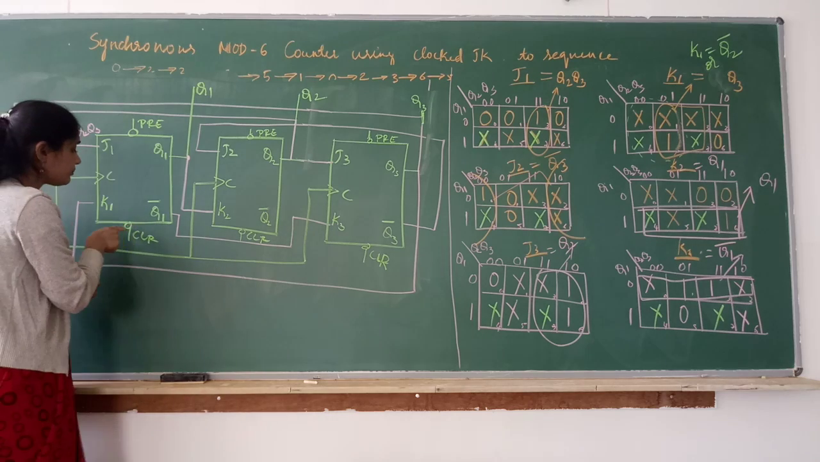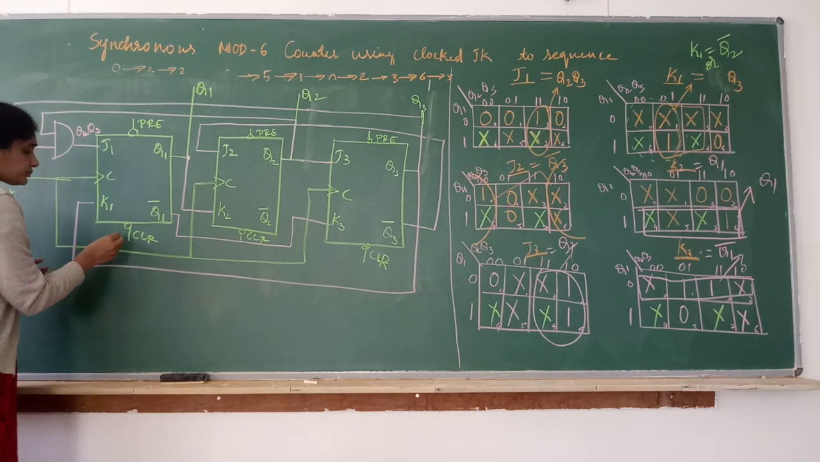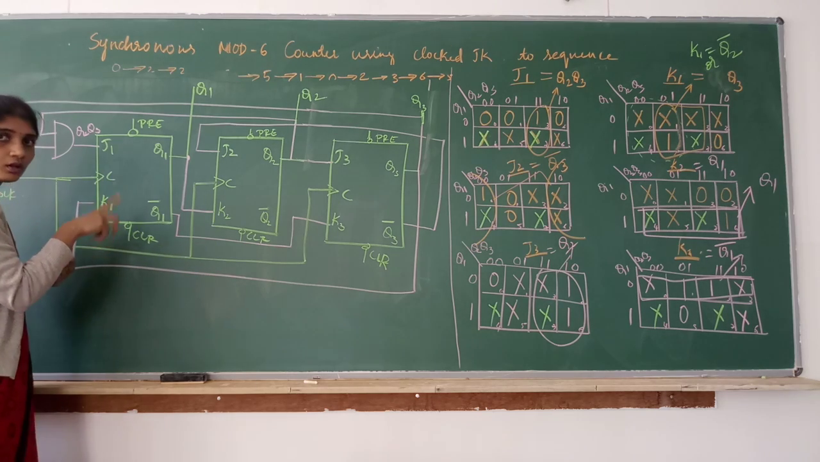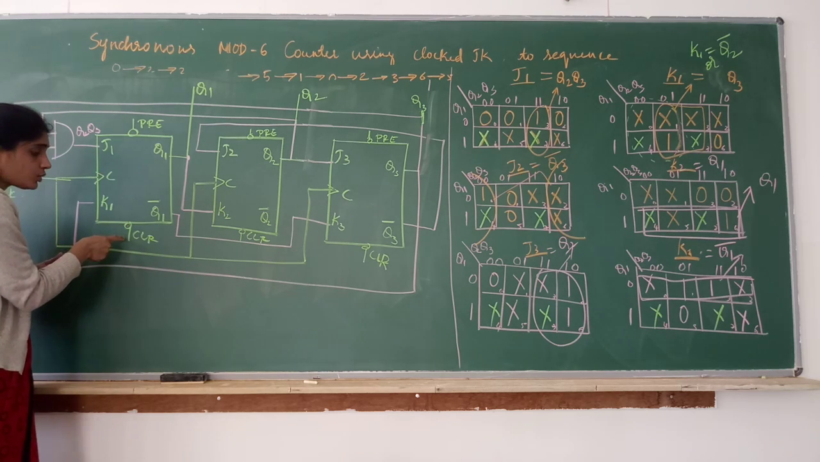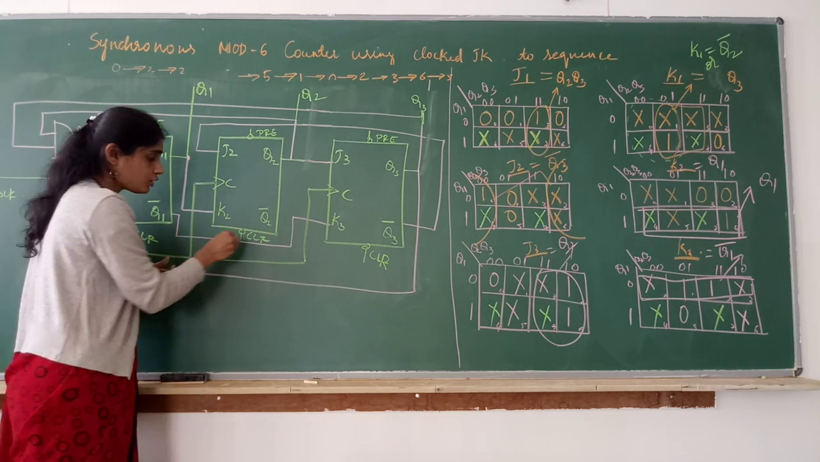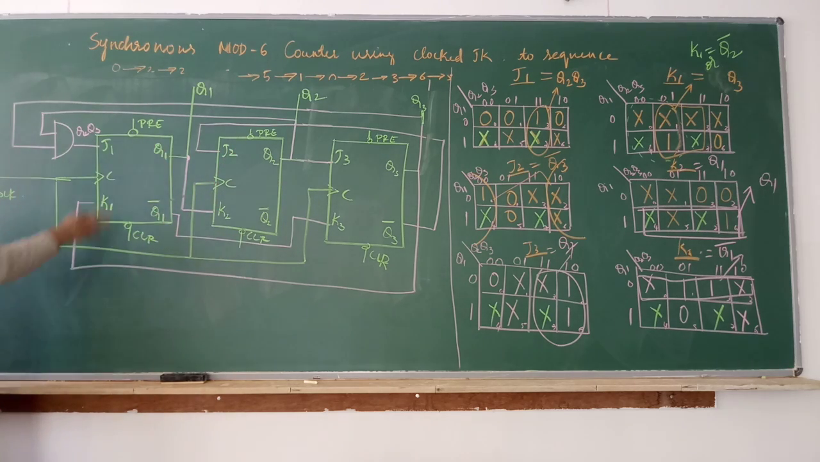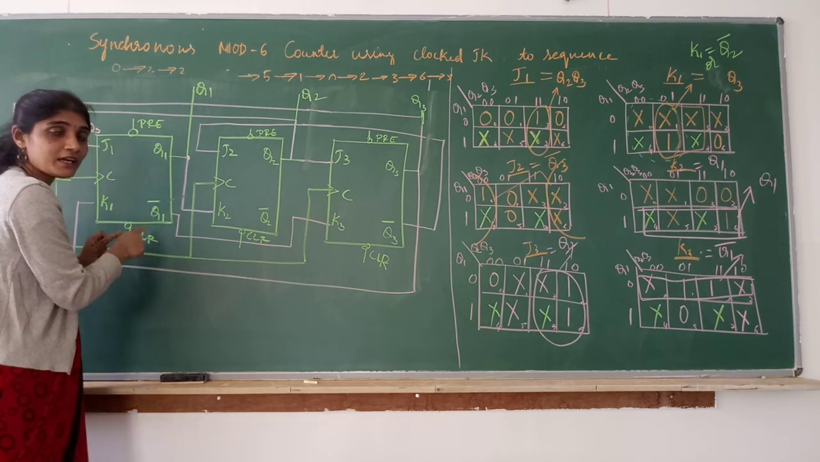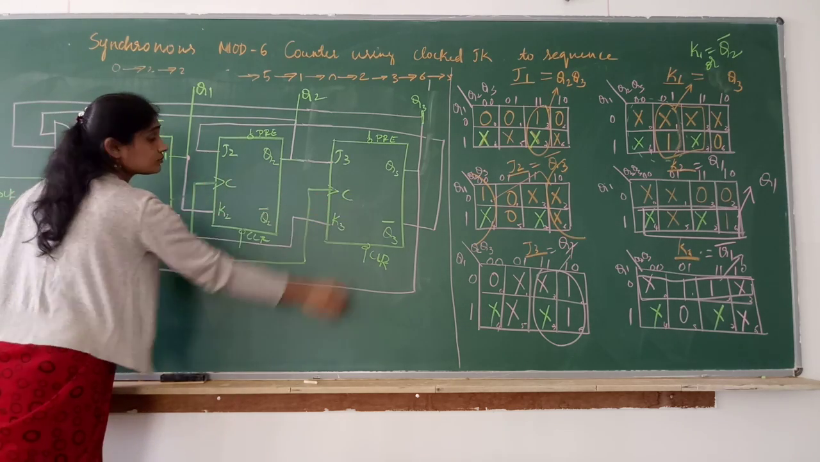And why am I writing a bubble over here? Because preset and clear pins are active low. So when you make clear 0, a low signal, that means this particular pin is active. When you make the clear pin active, what happens? It clears the flip-flop. Whether you give a clock or not, whether you give JK as 00, 01, 10, 11, it clears the flip-flop. Clear means it stores 0, 0, 0.